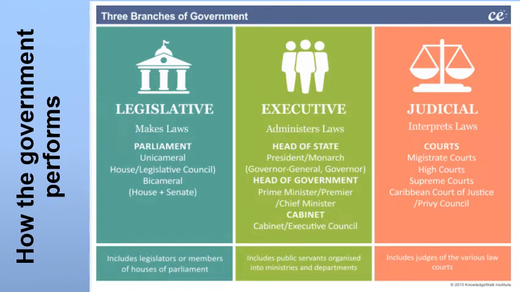Now we have one of our most important questions: how does the government perform? The question is how. Basically, every government around the world today stands on three pillars: legislative, executive, and judicial. The job of the legislative is to make the laws. Parliament, in many countries, is bicameral. One is the upper house and the other is the lower house. They make the laws for the state.